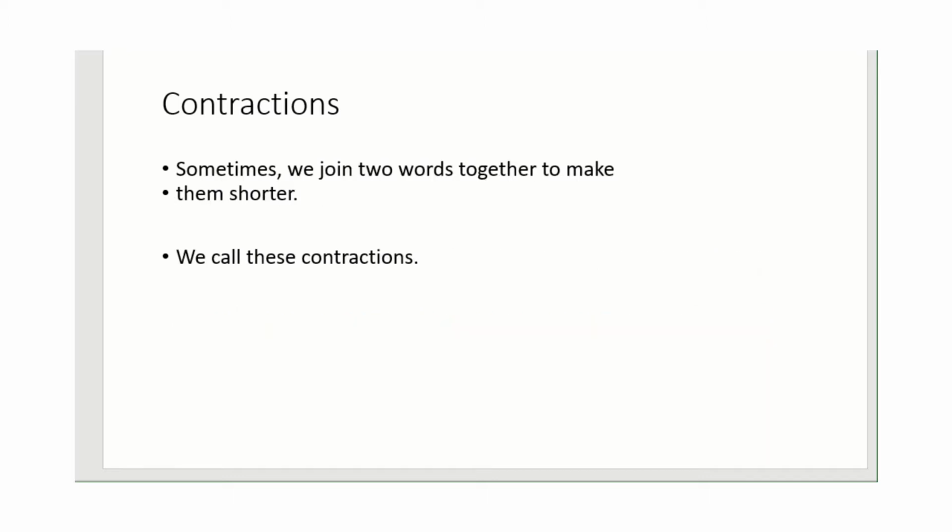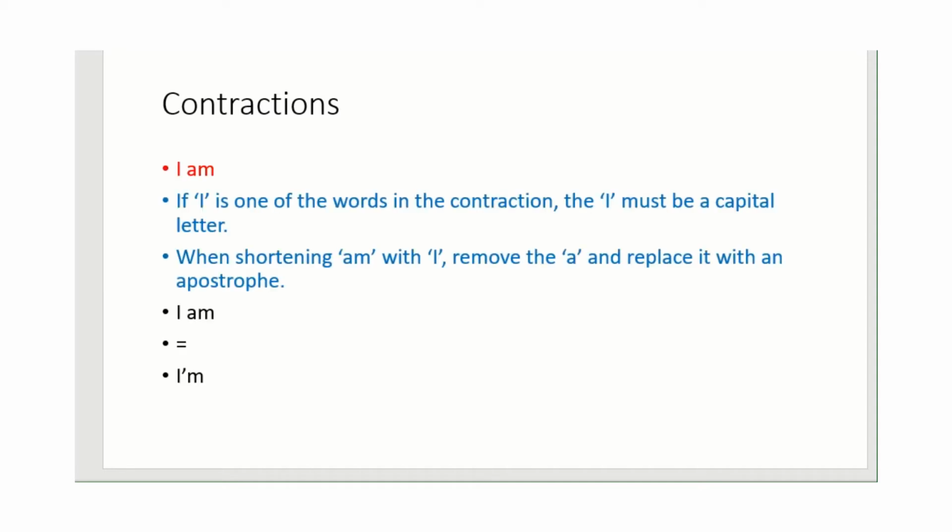So, contractions are when we sometimes join two words together to make them shorter. We call these contractions. So let's have a look at this. Look, I am. If I is one of the words in the contraction, the I must be a capital letter. When shortening am with I, remove the a and replace it with an apostrophe. And that's the thing with contractions. We replace one or two letters with an apostrophe. So I am would become I'm.